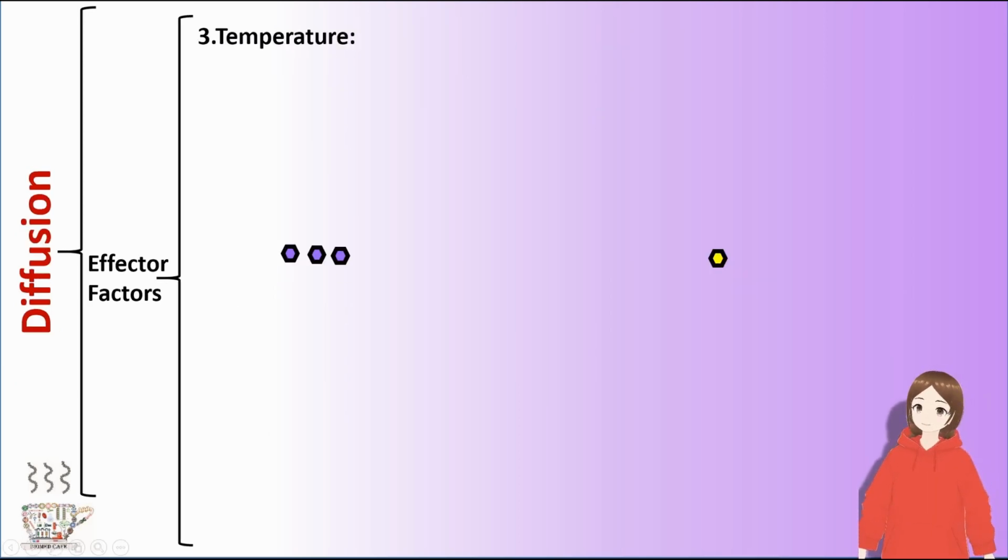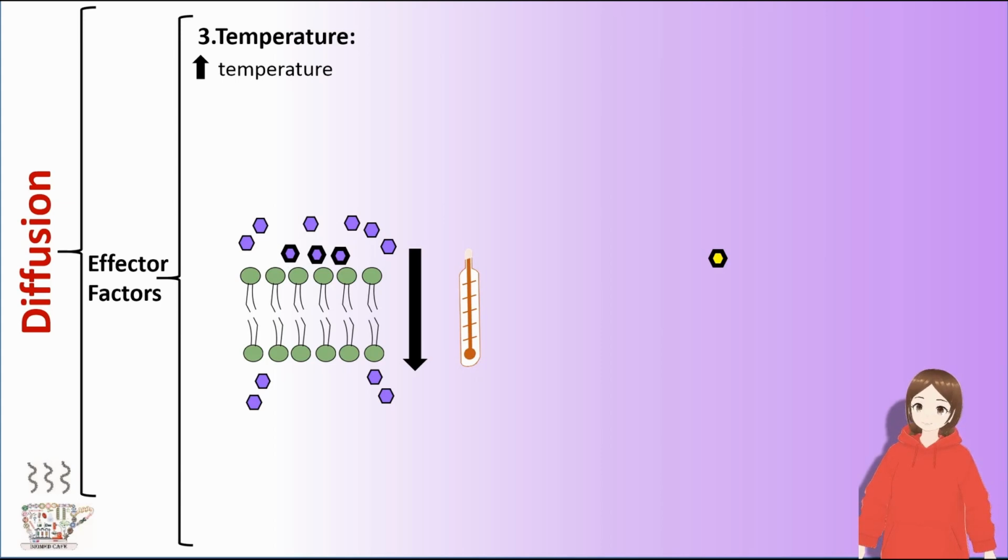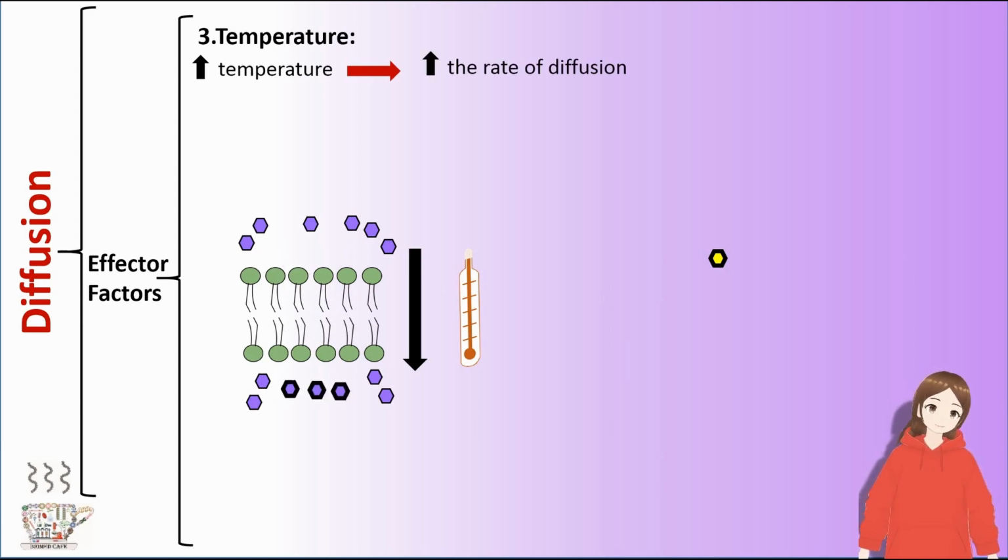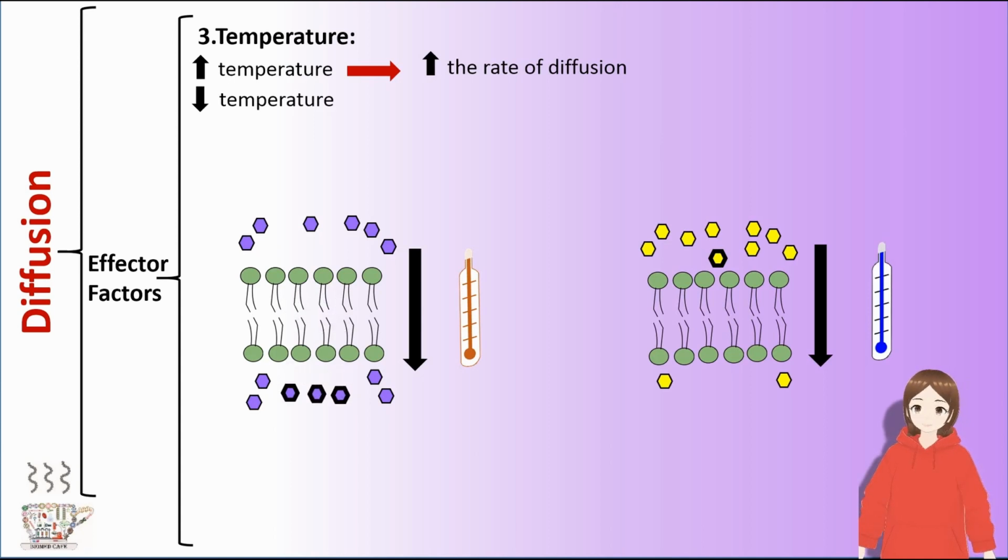Temperature. Higher temperature increases the energy and therefore the movement of the molecule, increasing the rate of diffusion. Lower temperature decreases the energy and the rate of diffusion.